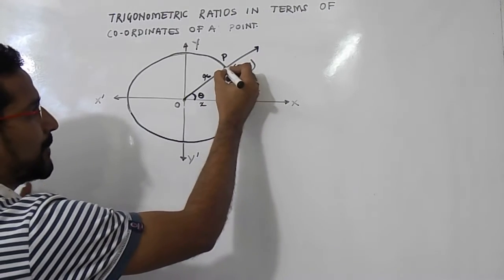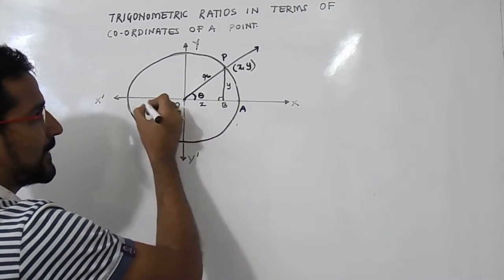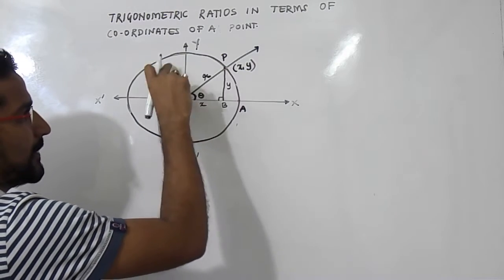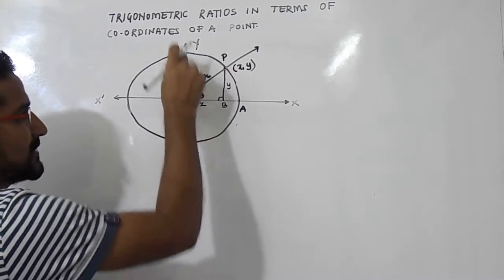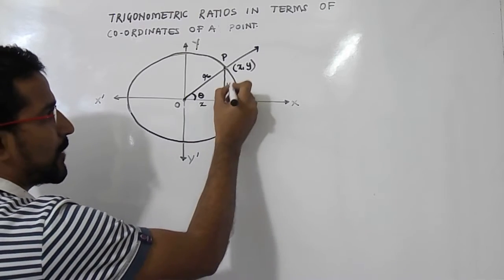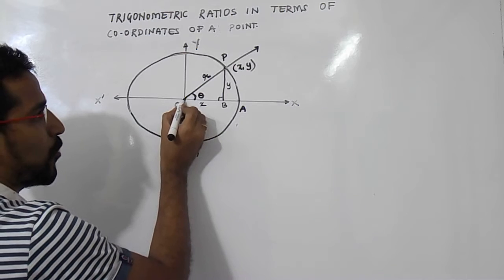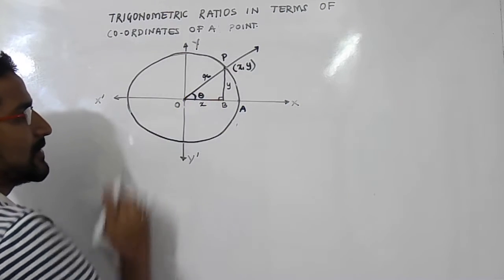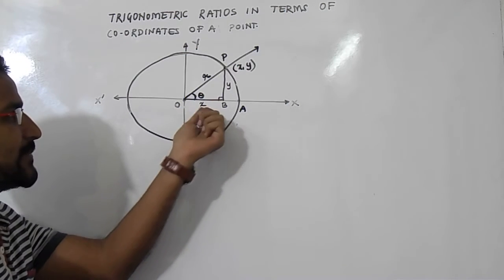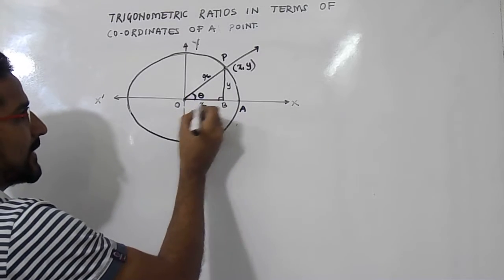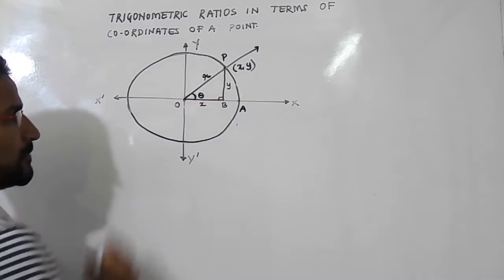So, if we draw a perpendicular from point P on the x-axis, that will denote the distance, that is y, the y coordinate. And on the x-axis, OB will represent the x coordinate here. Now this is a right angle triangle, that is PBO.